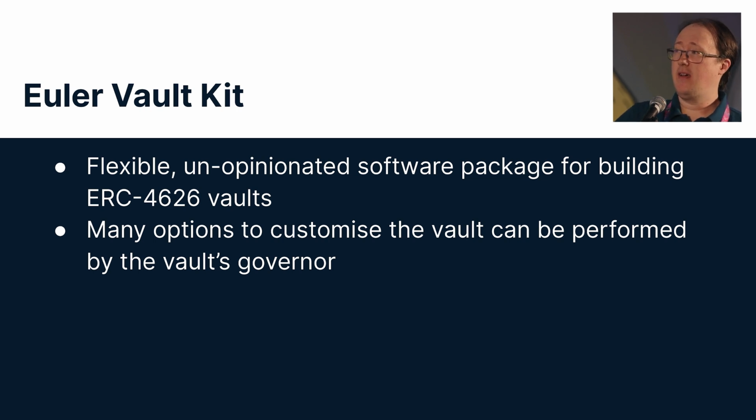And that brings us to the next part, which is the Euler Vault Kit. The Euler Vault Kit is what we've been building to interact with the EVC. It's the mechanism we expect to use to create Euler ERC-4626 compatible vaults that can be used with the EVC. It's a very flexible and unimpeded software package, with a lot of knobs you can turn and settings you can configure, and it allows you to create bespoke and custom vaults and, by extension, lending products on top of them.